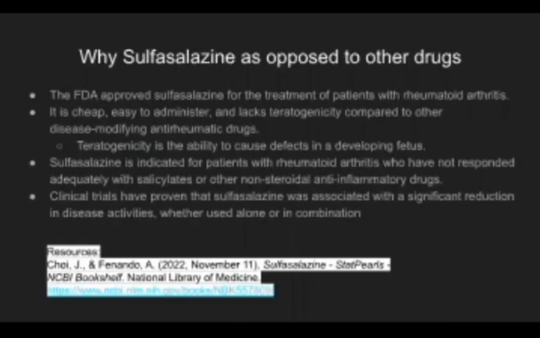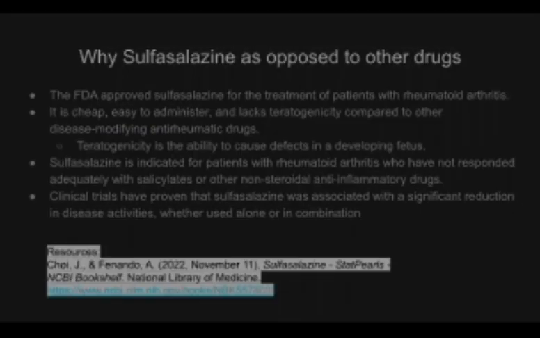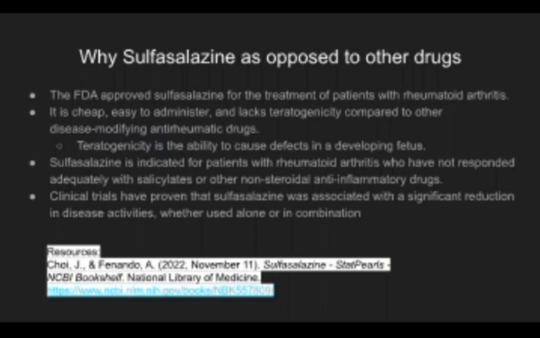The FDA approved sulfasalazine for treating patients with rheumatoid arthritis. It is cheap and easy to administer and lacks teratogenicity compared to other disease-modifying arthritic drugs. Teratogenicity is the ability to cause defects in a developing fetus.